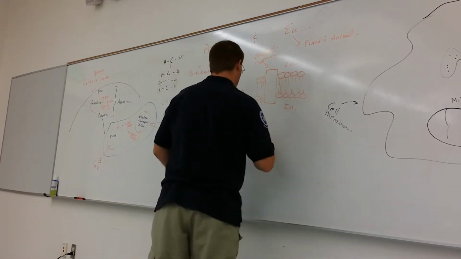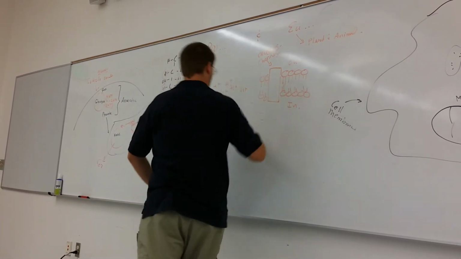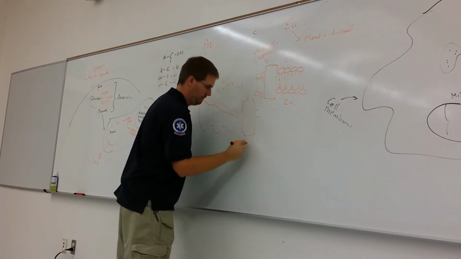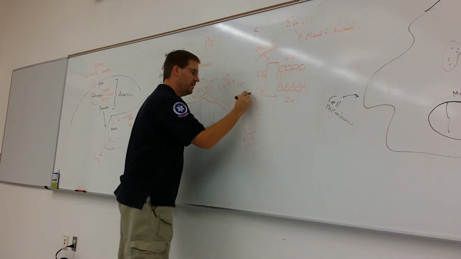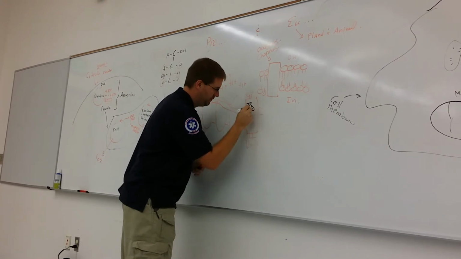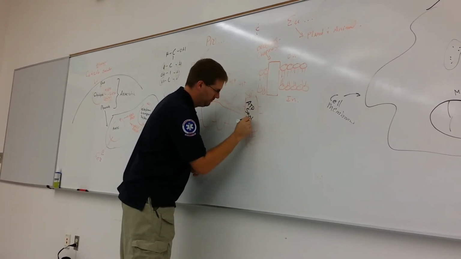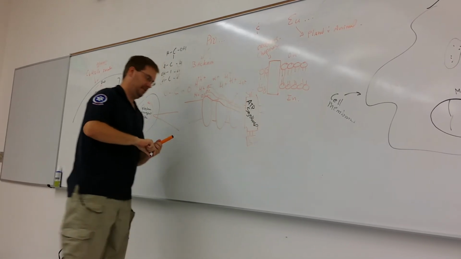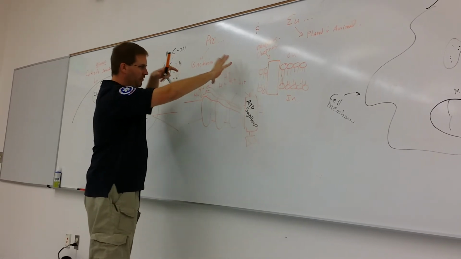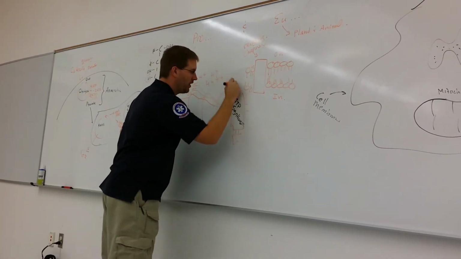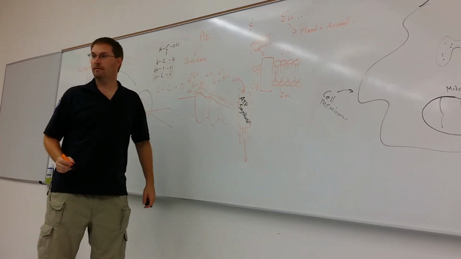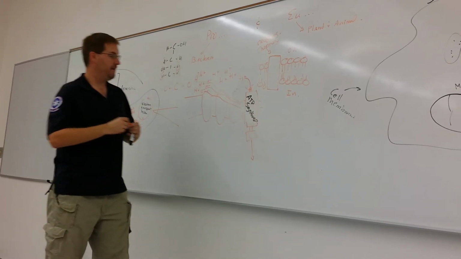Now what happens is at the very end of this chain, there is a special protein called ATP synthase. All right? This is a little channel. All these hydrogens that have been built up are going to flow through this channel and come out here. Is everybody cool with that?